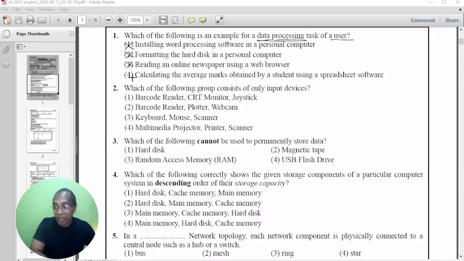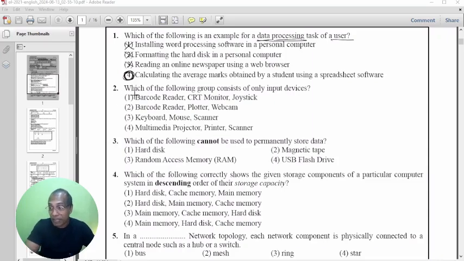Calculating the average marks obtained by a student using a spreadsheet software. Now, calculating the average marks requires some level of processing. So that means you have to open up a spreadsheet program like Excel, and then you need to enter the student details into your spreadsheet, and then you need to write functions. So that's a lot of processing that's involved. So the correct answer is number 4. Okay, let's look at the next one.